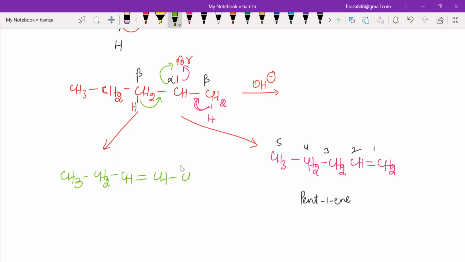Now this will be the product. So what will be its name? 1, 2, 3, 4, 5. So it will be pent-2-ene.